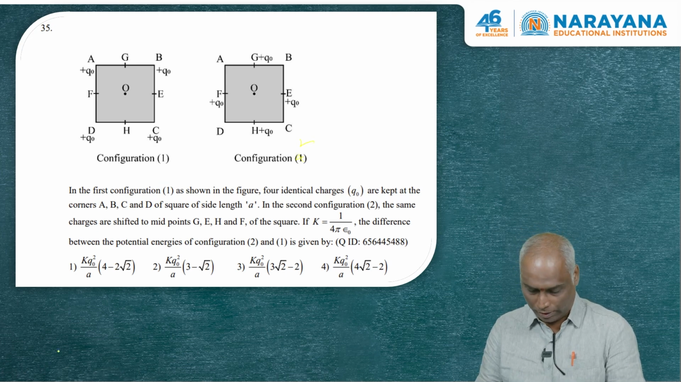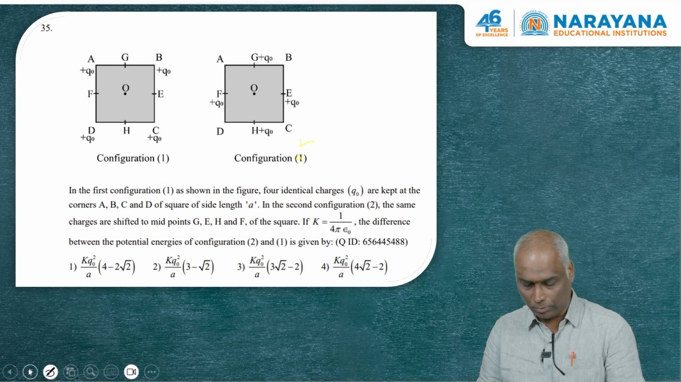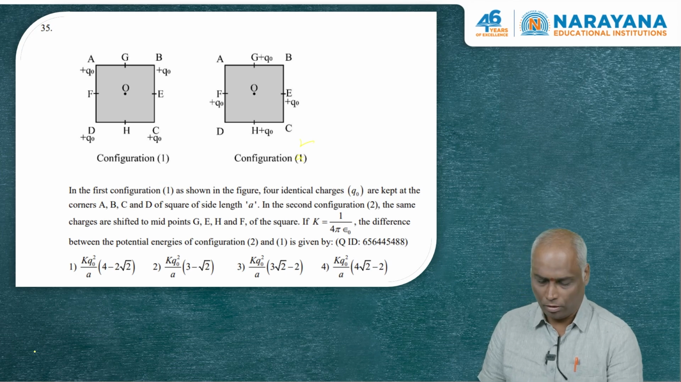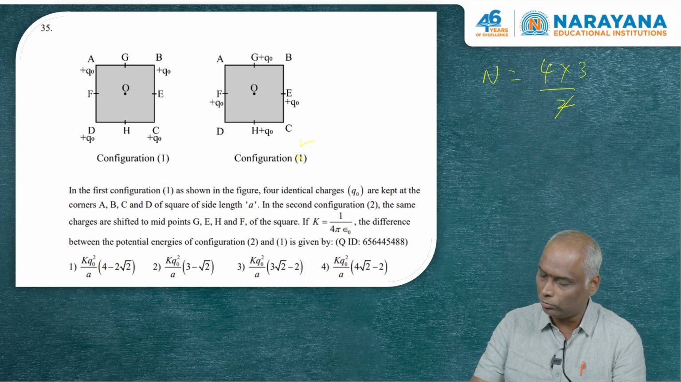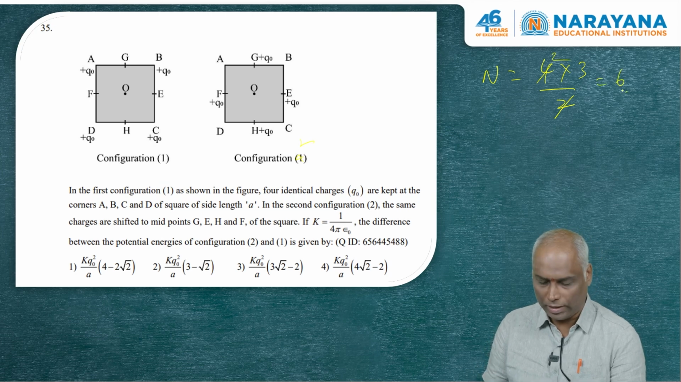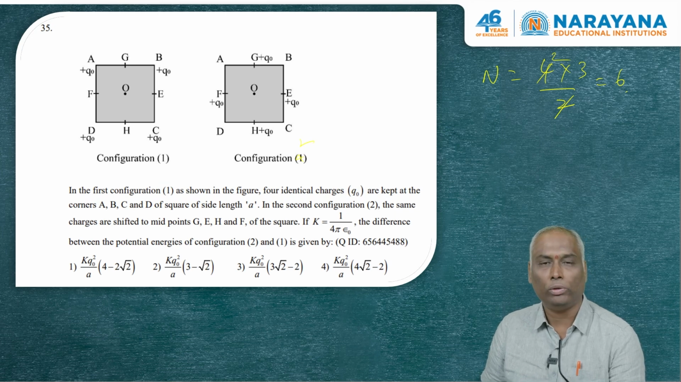So now let us solve this one. This is about the interaction potential energy between the point charges. When we consider the first configuration, altogether there are 4 point charges. With 4 point charges, the total number of interactions is 4 into 3 divided by 2, so there are completely 6 interactions. There are 4 interactions between the point charges with a separation of a, and there are 2 interactions with a separation of root 2 a.